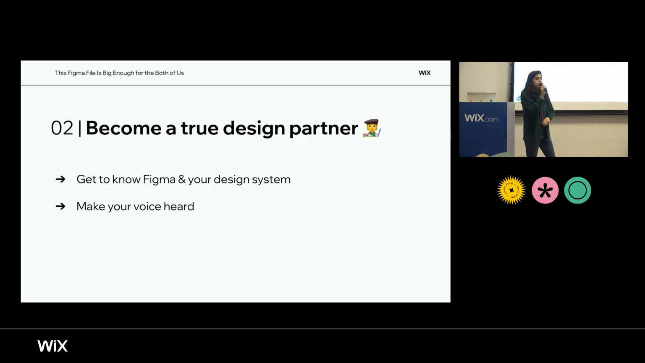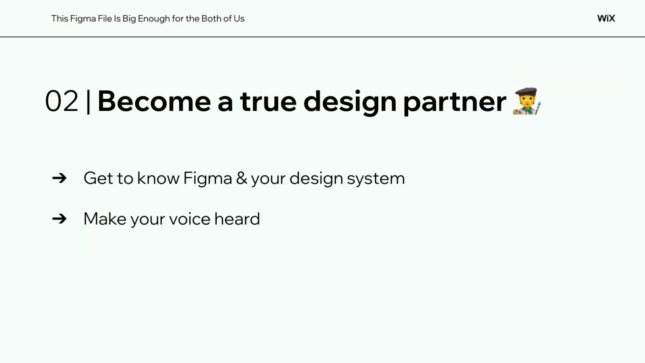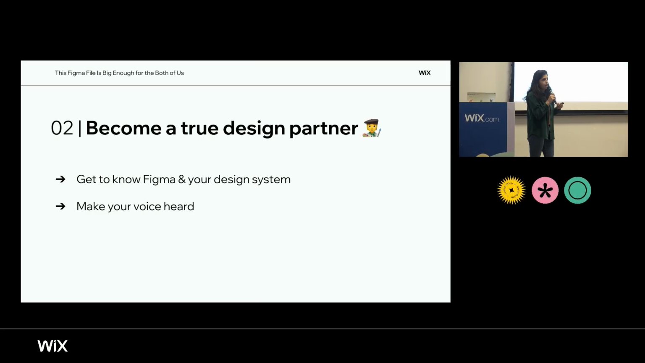Cool. So now that we've established trust, let's talk about becoming an actual design partner. So a lot of times, the problem that we have with Figma is that people don't really think about us as people, or as somebody who has actual needs when it comes to the design, okay? Because we don't act as design partners sometimes.